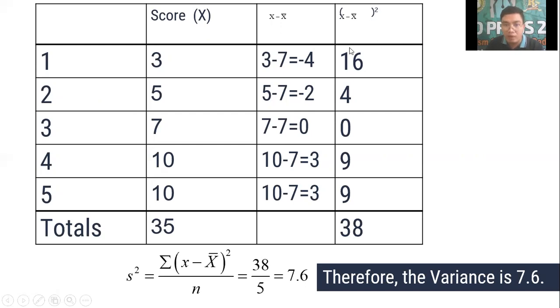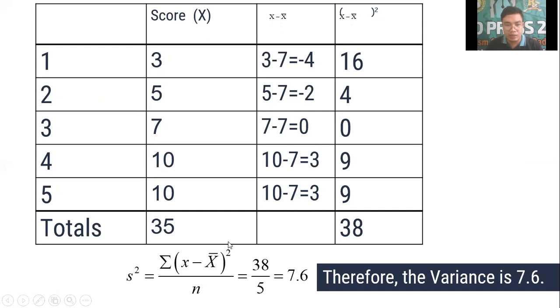We raise the difference to the second power. For example, negative 4 raised to the second power is 16. Negative 2 raised to the second power is 4. 0 is 0. 3 raised to the second power is 9. And 3 raised to the second power is 9. Take note, we don't have a negative answer here. Okay? So adding all of them, we get 38.